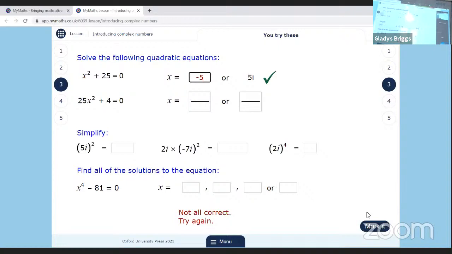No. We've come again today. My maths. Now we get it, okay? I think the square root of negative 5 times the square root of negative 1.